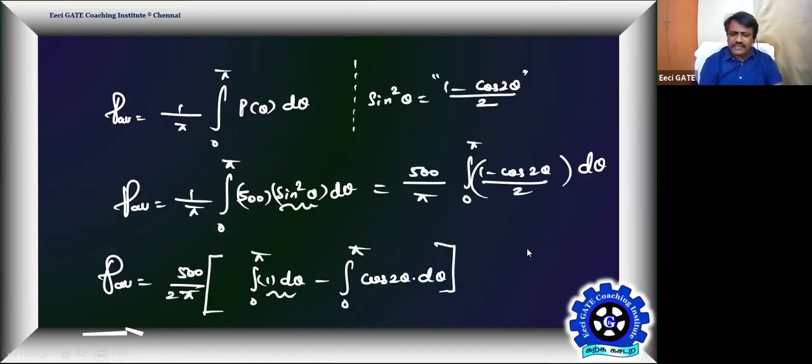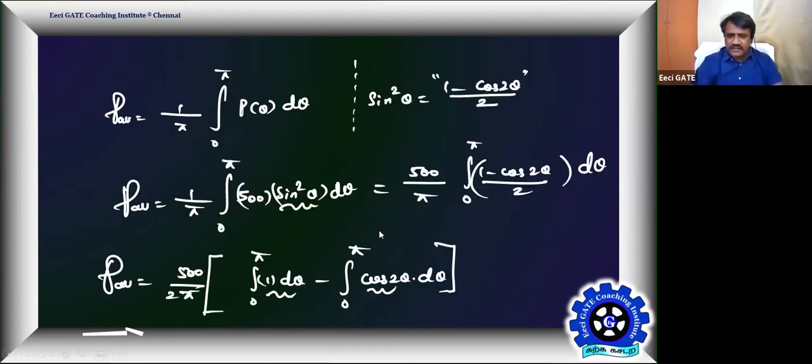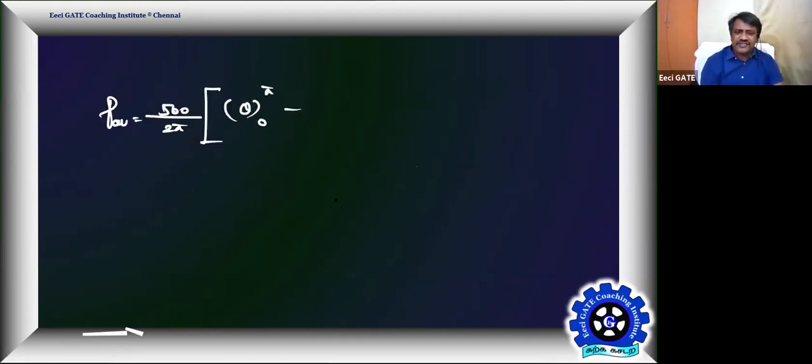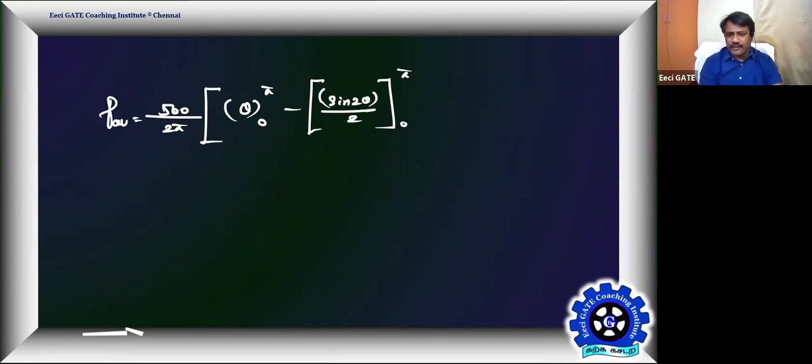Then integration of cos 2 theta is 1 by 2 sine 2 theta. Plus or minus? Plus only, sir? Yes, sir. Okay, so the minus sign will stay. So then cos 2 theta becomes sine 2 theta by 2. Getting everyone? All of you getting? Yes, sir. Upper limit pi, lower limit 0.